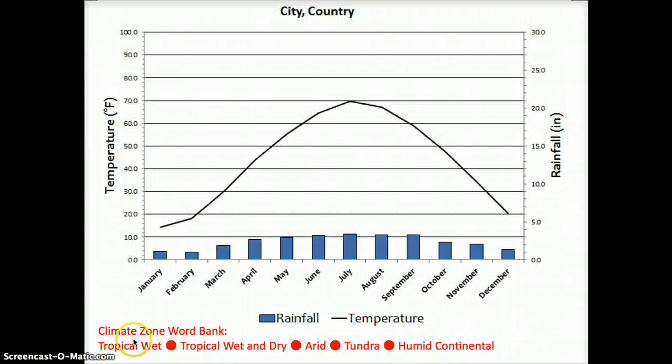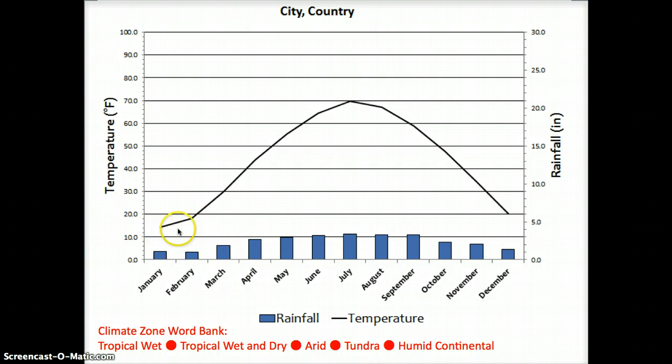In this climate graph, we'll start with precipitation. You can see that there's some variation throughout the year. I certainly wouldn't call this tropical wet or tropical wet and dry. There's just not enough rainfall. We can also disqualify arid because that's way too much rainfall for an arid climate, leaving us with tundra or humid continental. So the tiebreaker is going to be temperature.